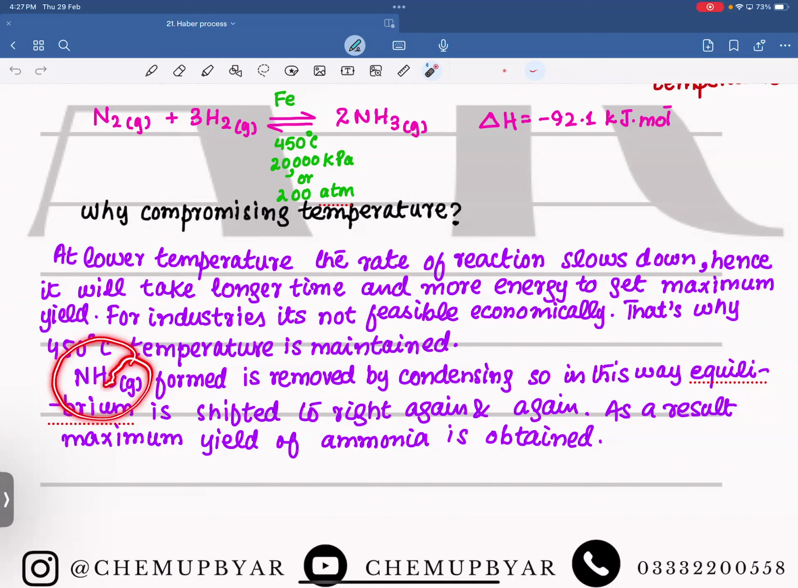As soon as the ammonia is removed from the container, the equilibrium again shifts to the right, and reactants start turning into product again. And when the equilibrium establishes, the ammonia is again removed. That's how they overcome the yield problem, and they can maximize the yield this way. Does temperature not affect the yield?